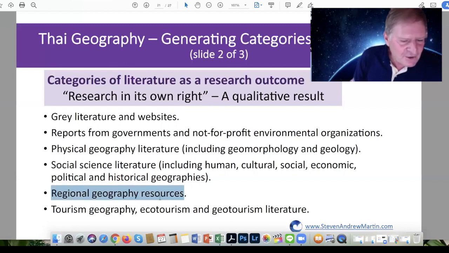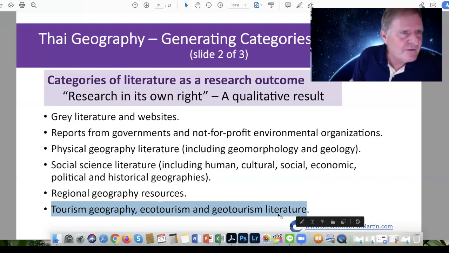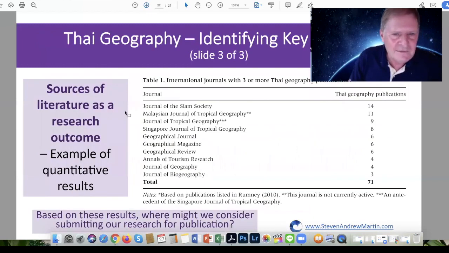But then I also created this subtopic, regional geography resources, because Thailand is profoundly regional in its geographic makeup and in how the research reflects that as well. And then of course the tourism geographies, a whole subset, a whole subfield. My job was identifying that and then backing it up.